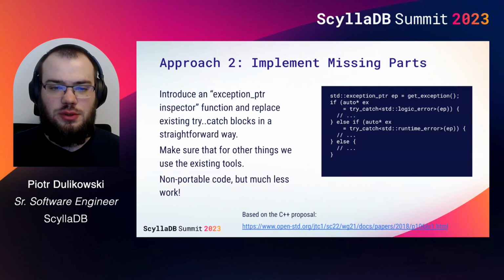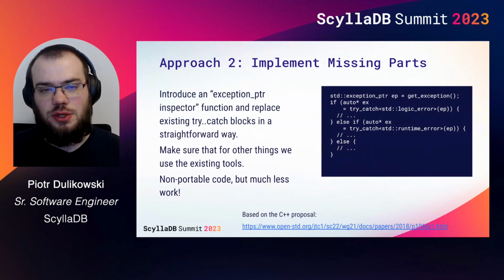It was much less work to do than the previous approach, as we only had to get rid of try-catch blocks and make sure that exceptions are propagated using the existing non-throwing primitives. While the solution is not portable, we use and support only a single toolchain at a time to build ScyllaDB, so it works for us.